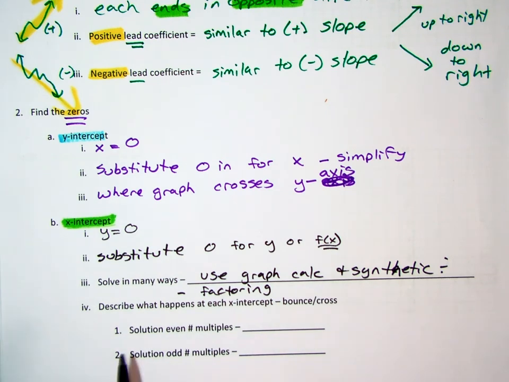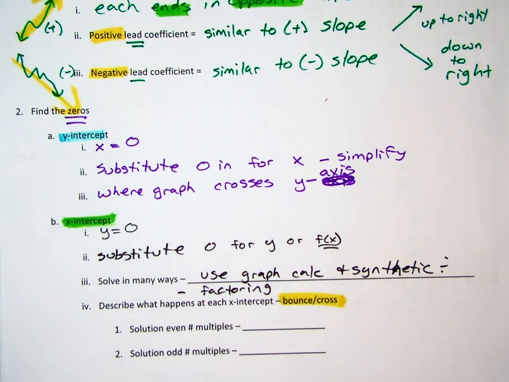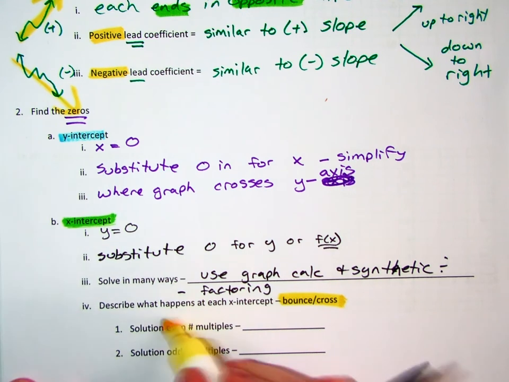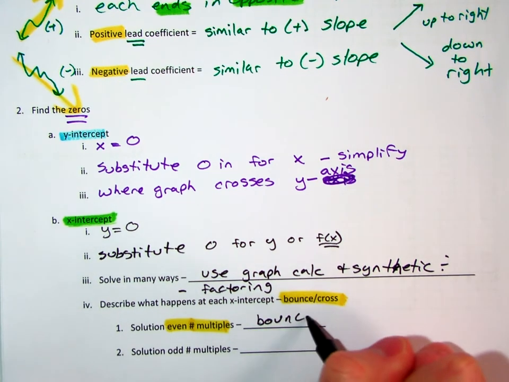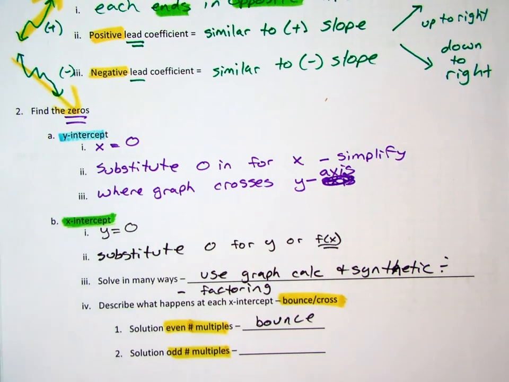And remember, with these ones, you need to describe what happens at each x-intercept. Does it bounce or does it cross? So remember, if it's an even multiple, it will bounce. If it's an odd multiple, it will cross.